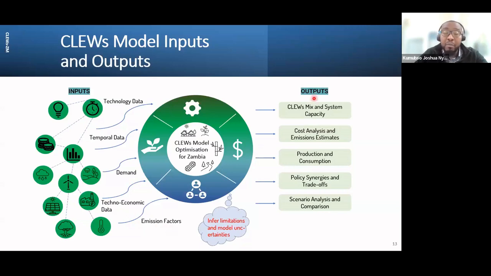Then we've got outputs stemming from resource CLEWs mix and system capacity, all the way up to scenario analysis and comparisons. With that said, we're also ensuring that we infer limitations and model uncertainties, such that even as we're trying to present insights, we know exactly what the limitations are and what the room for improvement is going forward.